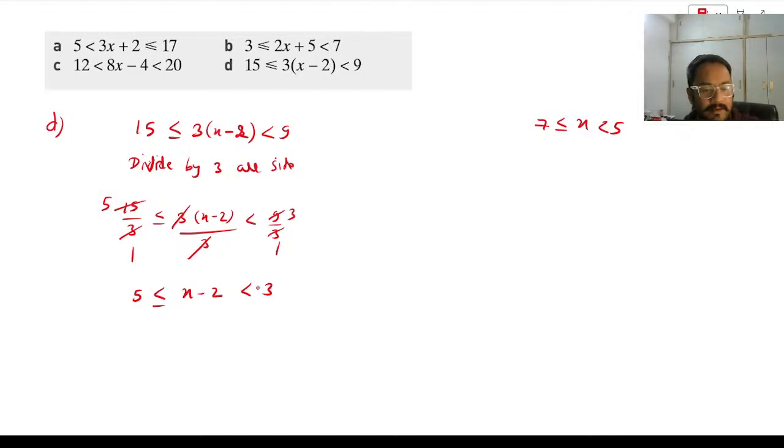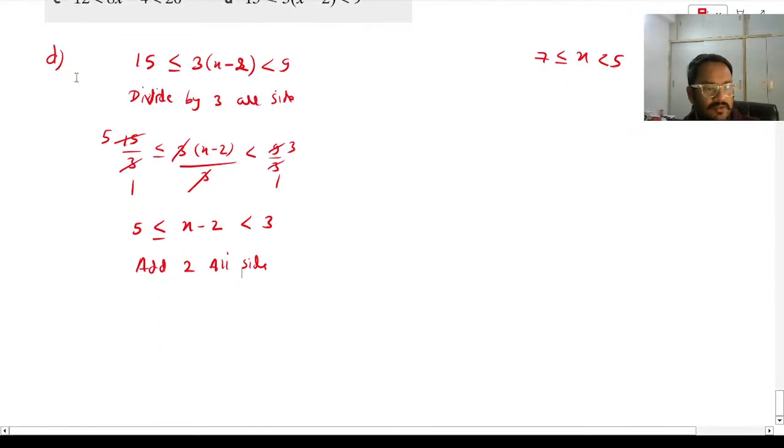Now I want to eliminate the minus 2. So add minus 2 on all sides. Sorry, add 2 only, right? Add 2 on all sides. So plus 2 and minus 2 cancel. Currently we are doing this. So add 2 on all sides.